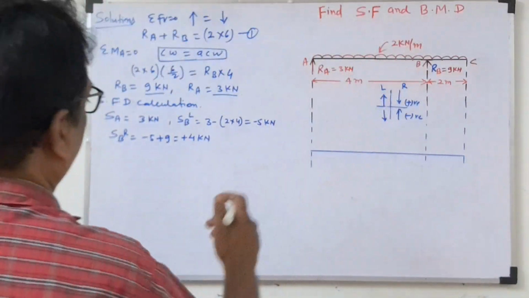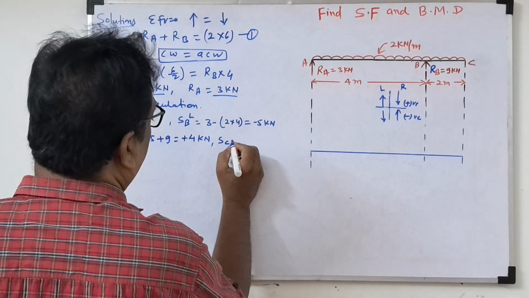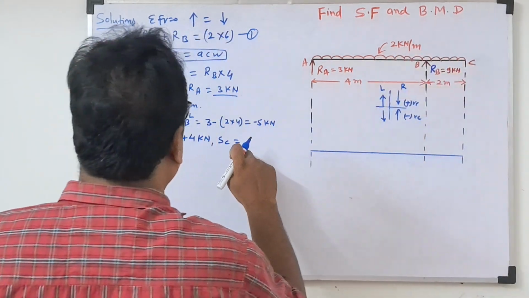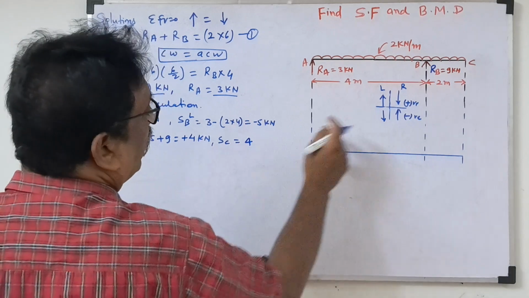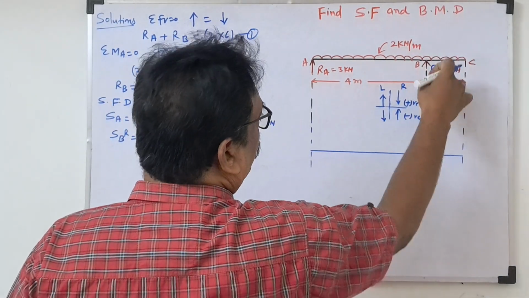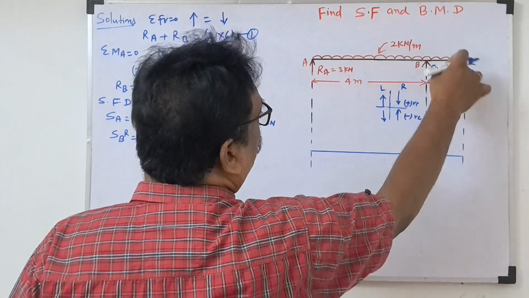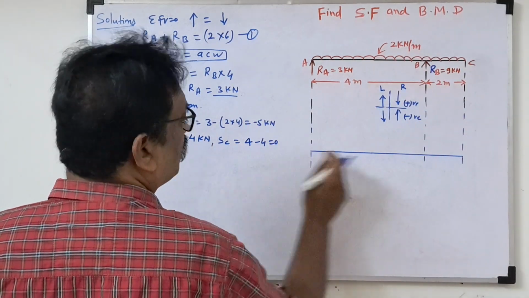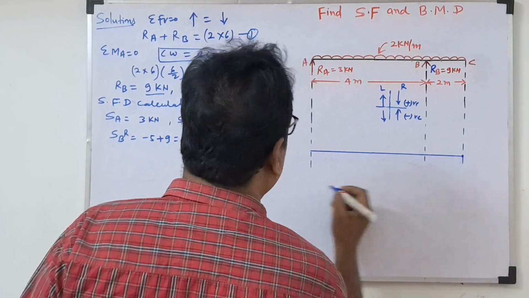Okay, then SC. What is SC? Shear force for SC. There is no load beyond this, but up to this point there is 4, and the UDL is downward, so downward will be negative. How much? 2 into 2, 4. Minus 4, so it comes to 0. So shear force at point C will be 0.